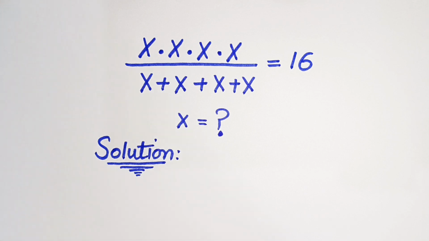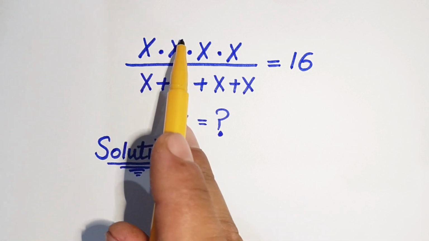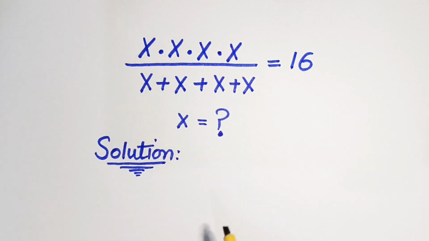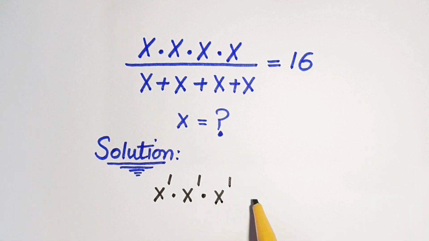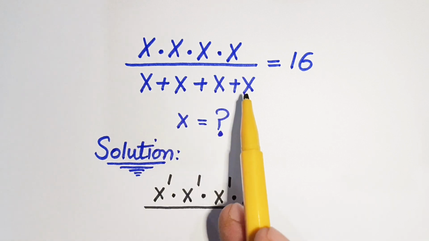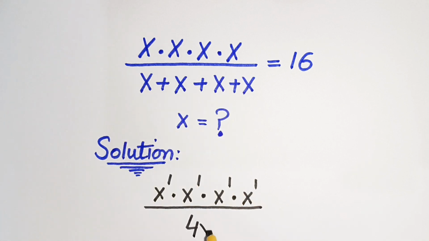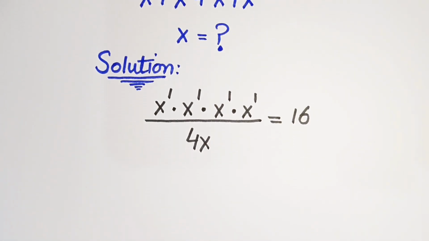Now starting our solution, as we see that here the exponent of x is 1, similarly 1 and 1, and here it is also 1. So we just write x to the power 1 times x to the power 1 times x to the power 1 and x to the power 1, all over x plus x plus x plus x. We just add the coefficients of these x, so 1, 2, 3 and 4, so it will be 4x, that is equal to 16.